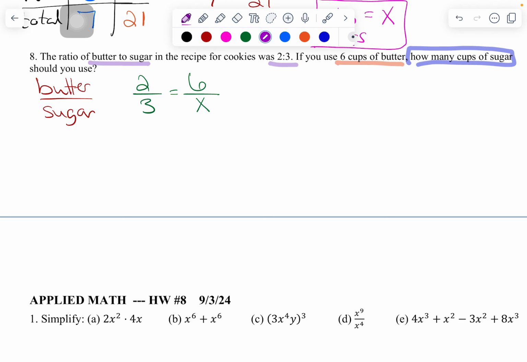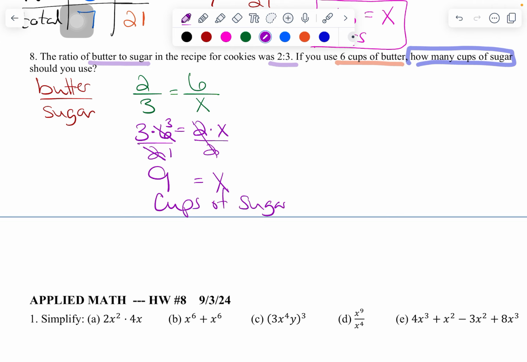And then from there, let's talk about the cross products. Let's do 2 times x here, and then 3 times 6 here. So 3 times 6 equals 2 times x. Order doesn't matter if you put the 2x on the left side and the 3 times 6 on the other side. All is good. Just please don't write it as a fraction, because when you cross multiply, the fractions are gone. However, we are still going to divide here, so dividing by 2. If I simplify first, 6 divided by 2 is 3, 2 divided by 2 is 1. So 3 times 3 is 9. So 9 cups of sugar.